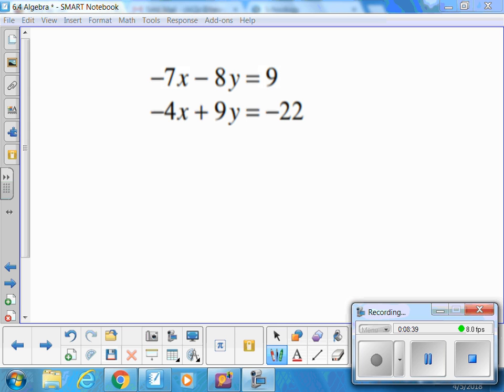Yeah. I think 18 is divisible by 9, but not 8. So I was thinking 72. Is there a number smaller than 72? I don't think there is. So we'd have to make these both 72s, or make these both 28s.